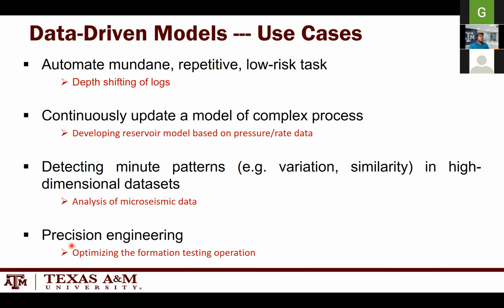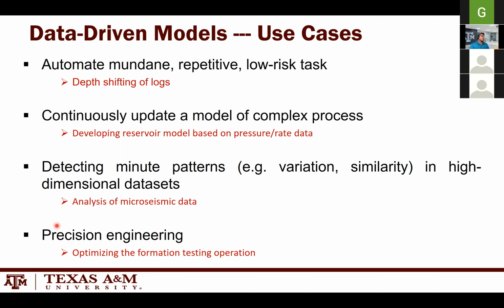Now, precision engineering. What I mean by that is you have a wellbore, you want to perform a very specific type of engineering operation at a specific depth. So anytime you want precision, for example, when you do formation testing, you are sucking out fluids from a particular depth using a device called formation tester. So how much fluid should you inject or should you suck out? How long should you wait? It is a very precision-oriented task. So you need precision in that because your precision will define your interpretation. So for those kinds of tasks, you need machine learning.